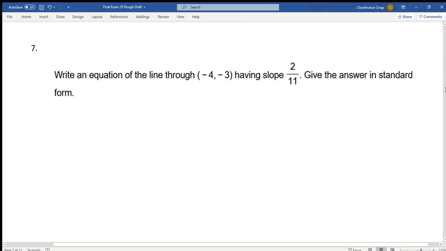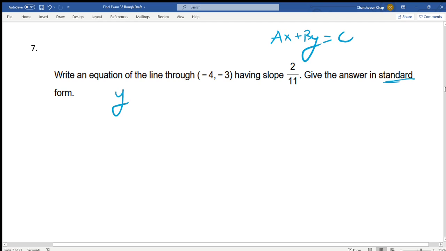Question 7. Write an equation of a line through the points negative 4, negative 3 having slope 2 over 11. Give your answer in standard form. Recall standard form is ax plus by equals c. So we need to make sure our answer looks like that at the end.